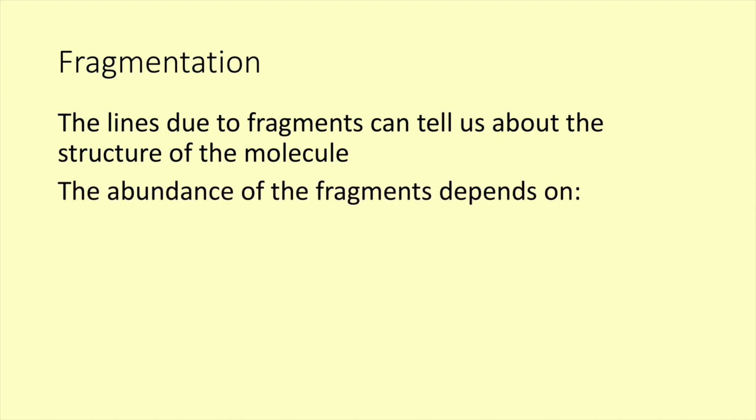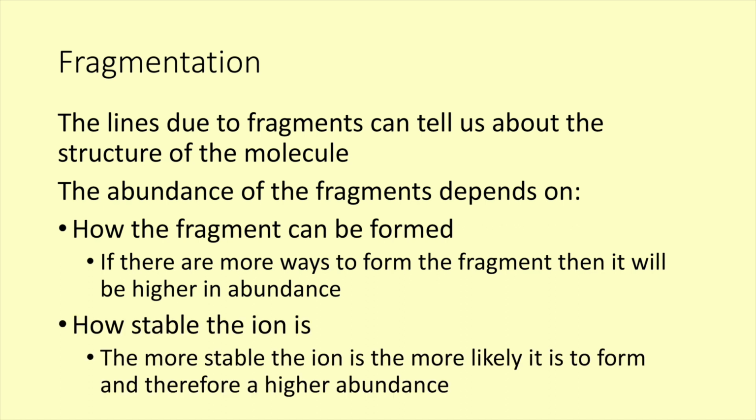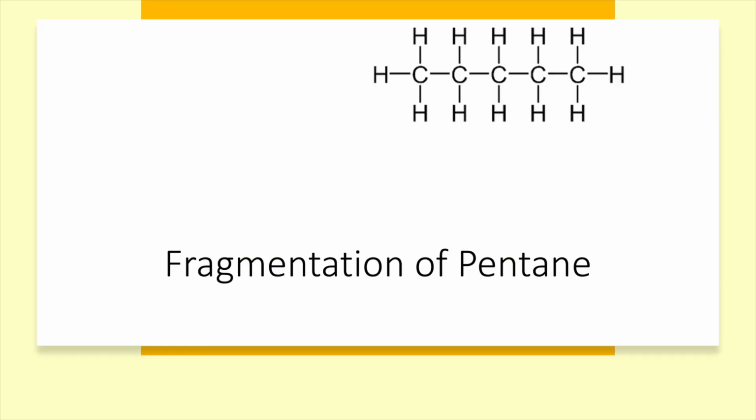But in terms of the abundance of these fragments, you'll see in a moment that the fragment ions can sometimes be higher than the molecular ion peak. That's because it depends on how the fragment is formed. If there are lots of ways in which the fragment can form, then it will be high in abundance, but also if the ion is more stable than the molecular ion, then it is more likely to form and therefore be higher in abundance.